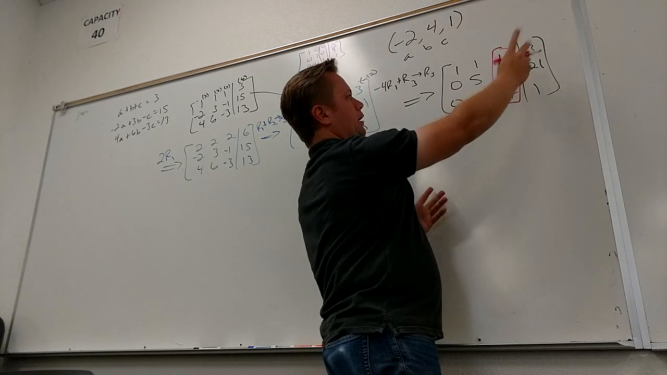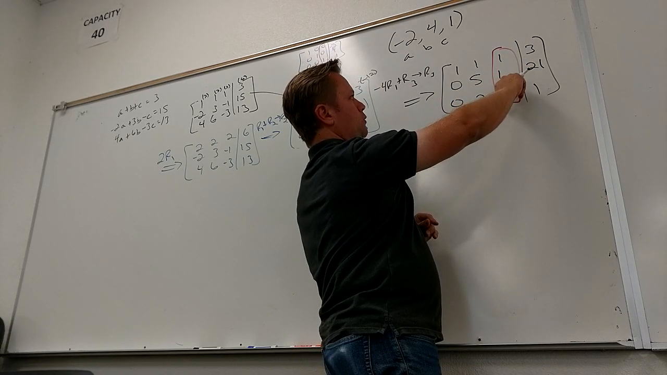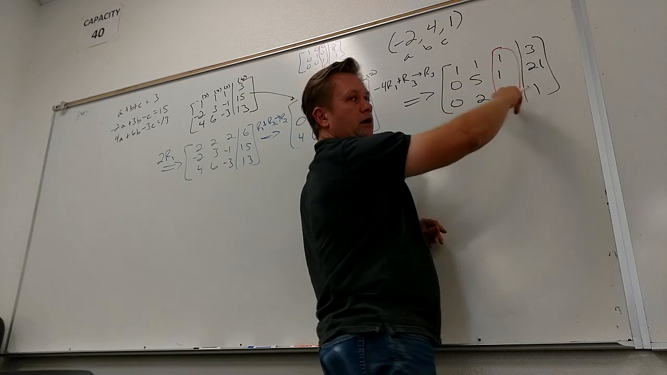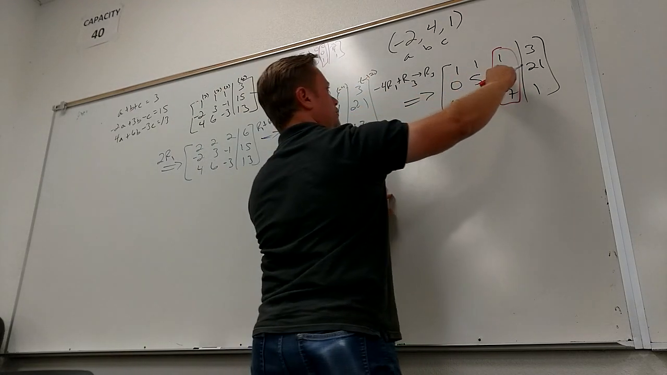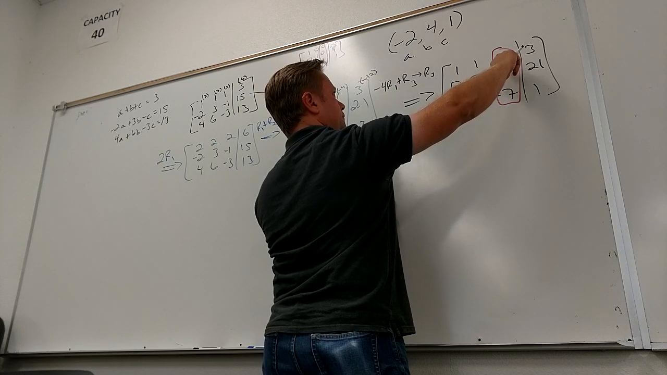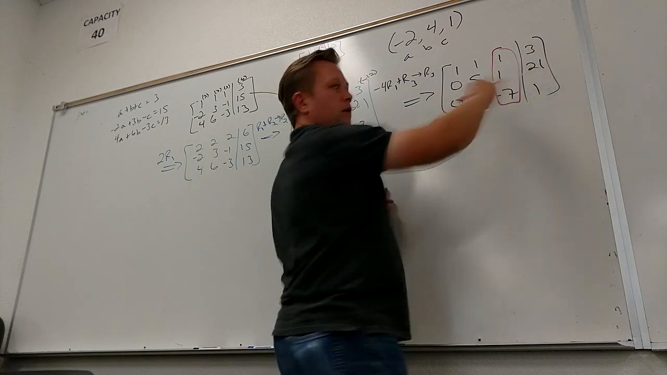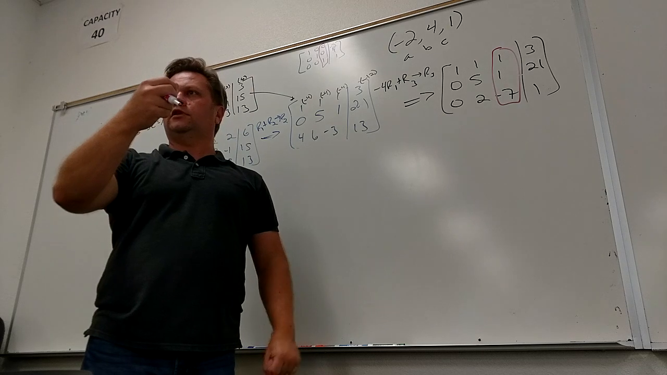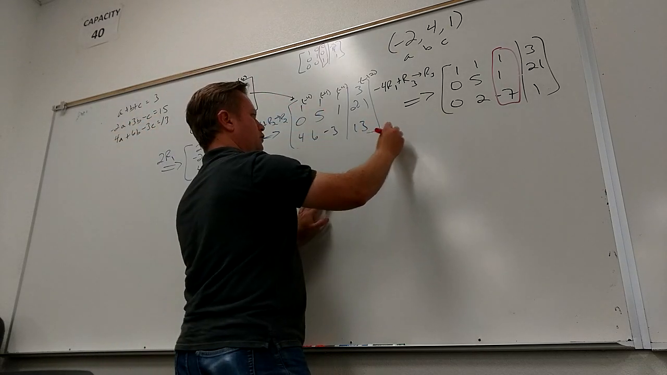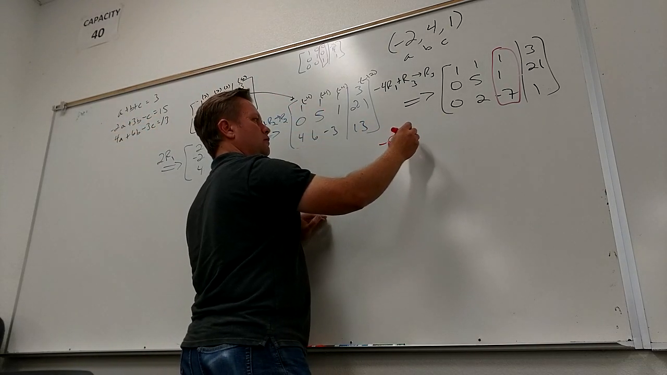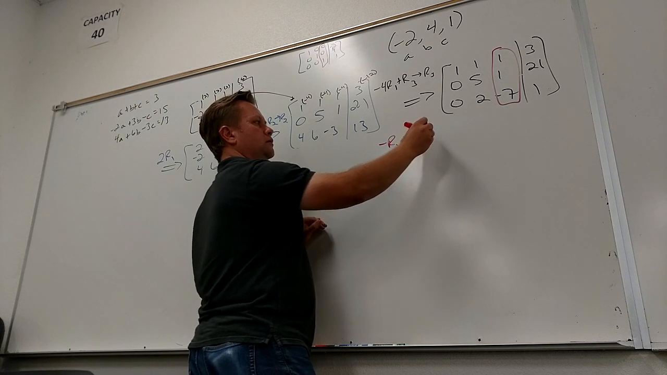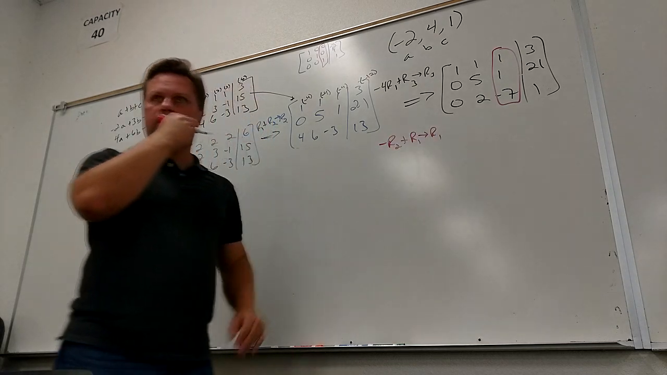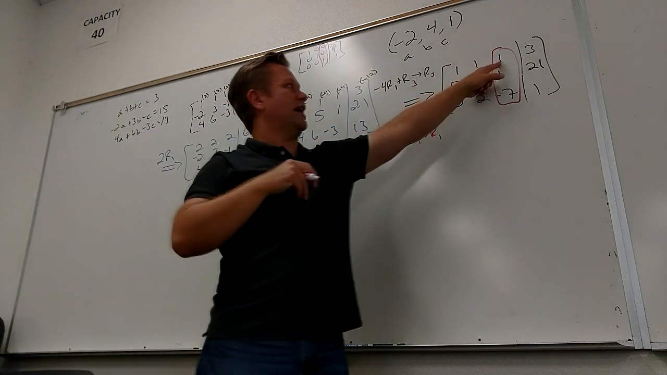So what can I do? I want to use this one to kill everything around it. So how can I use this to kill this one, for example? Multiply row 2 by negative 1. Yeah, I like it. So you take negative row 2 and add it to row 1 and put the answer in row 1. I like that, because I'm trying to kill that.